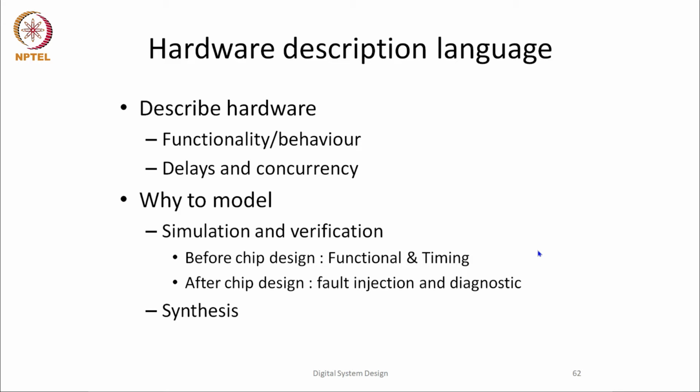Whenever concurrency is there, the notion of delay will also be there. How much concurrent, and whether there is some delay between one function and the other function. So we would require a language which can describe the functional behavior, which can also model concurrency, and which can also model delay. That is why a separate sort of languages were invented. These languages are called hardware description languages, the languages which are specifically designed to describe hardware.